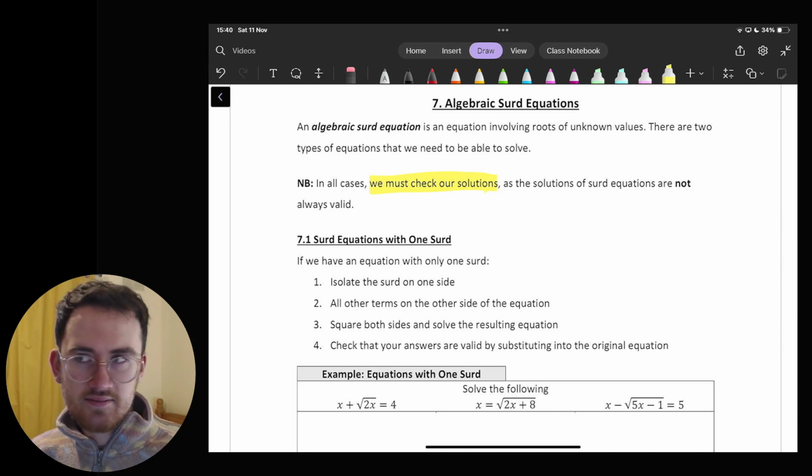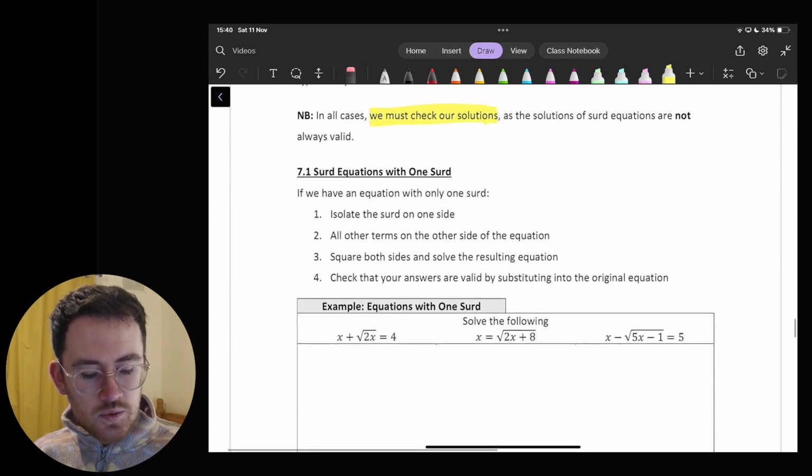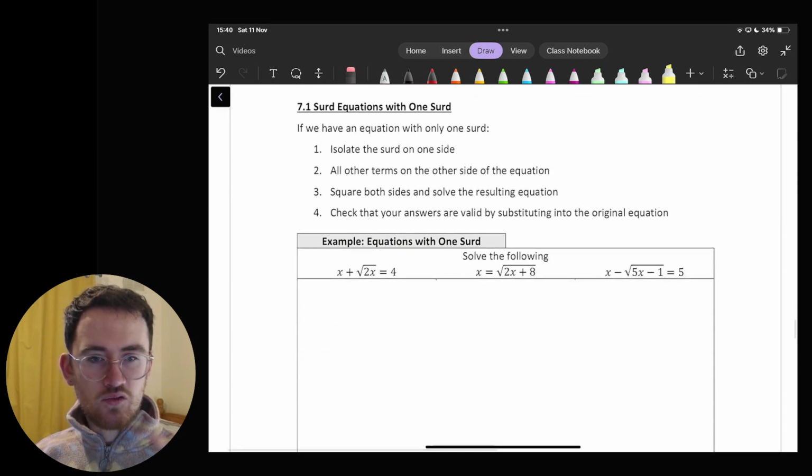I suppose to say, it's always good practice to verify all your answers, but particularly with these ones, it's part of the method that we have. So we have two different types we're going to be looking at. The first is surd equations that have one surd, so they only have one square root in the whole question. And how do we focus on those?